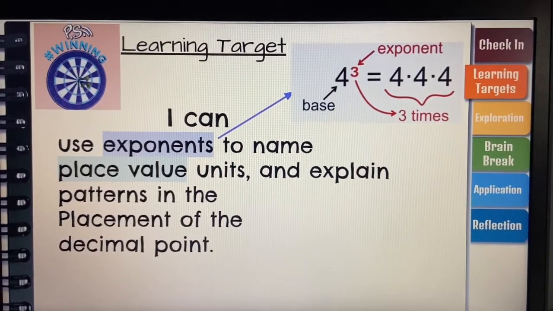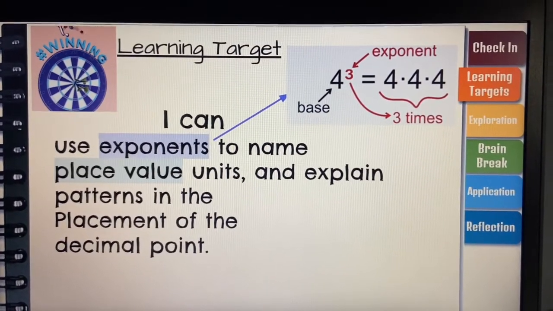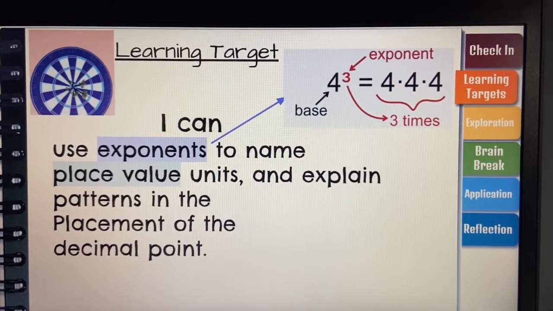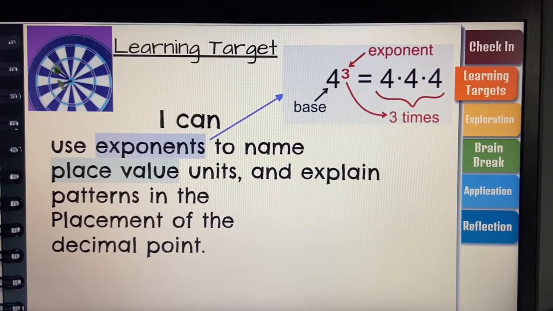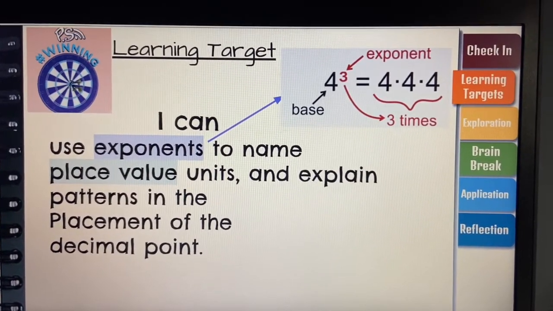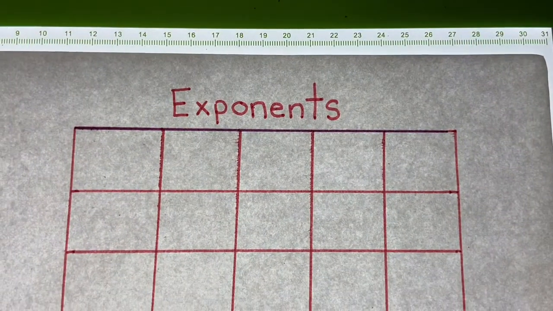Here's the learning target. I can use exponents to name place value units and explain patterns in the placement of the decimal point. And we're going to talk about exponents.